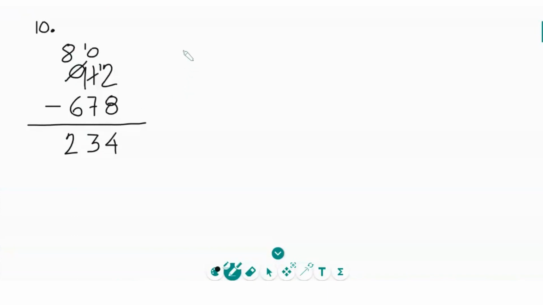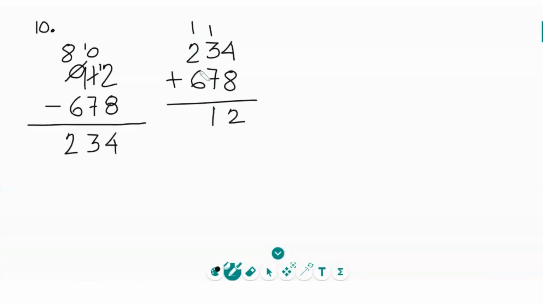So let's check it. We have here 234 plus 678. So 8 plus 4, that will give us 12. We carry over 1 on top of 3. 7 plus 3, that will give us 10. 10 plus 1, that will give us 11. Carry over 1. 6 plus 2 is 8. 8 plus 1 is 9. So we have here 912. So our final answer is 234.